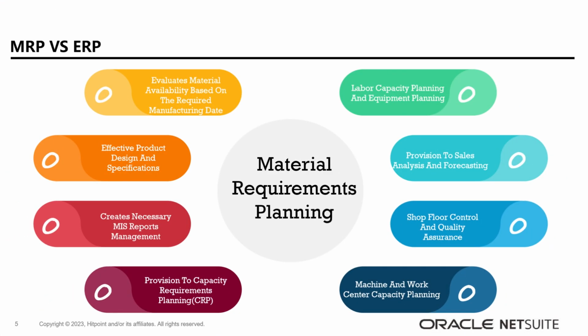MRP systems are used in the manufacturing process to extract data from customer requirements and bills of materials for specific end products, which are then used to create purchasing plans and basic production schedules. Material requirements planning is a method often used by companies for production planning and scheduling.